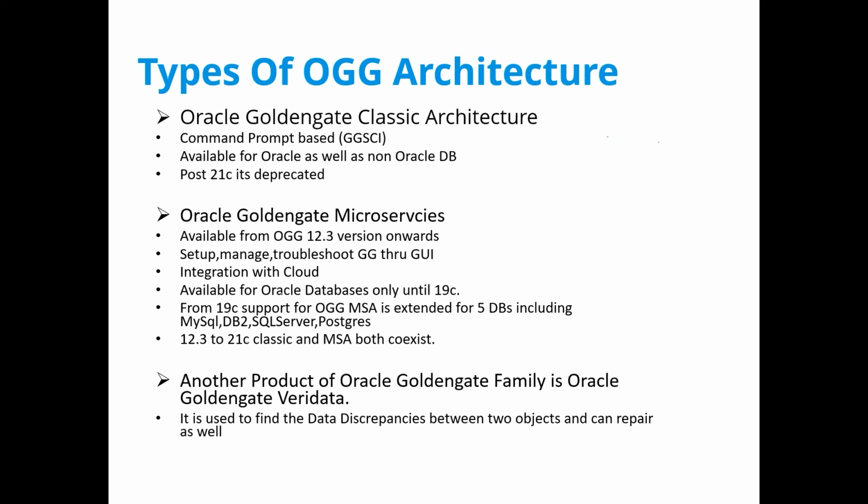Now, the thing here is that in classic architecture, there are processes which run. So classic architecture is a process-based architecture. However, microservices is a service-based architecture in which there are different services which run. So the basic difference between classic and microservices is that classic is the traditional architecture, and microservices is a new type of architecture. Okay, and microservices is the future of Oracle Golden Gate.